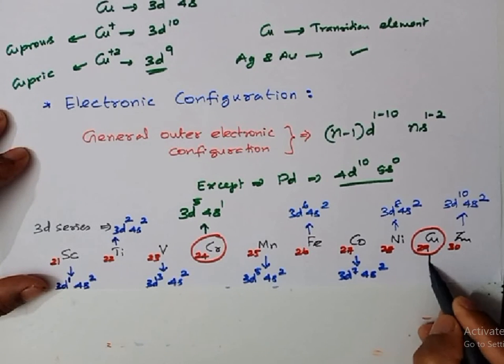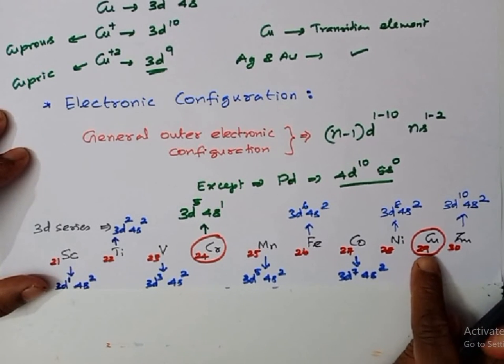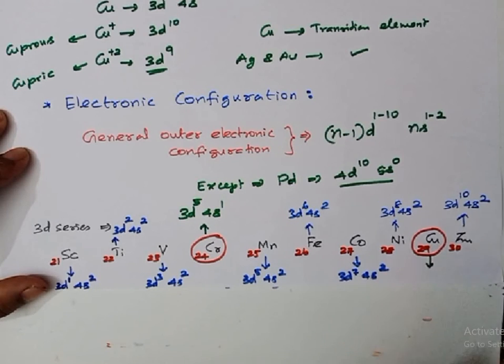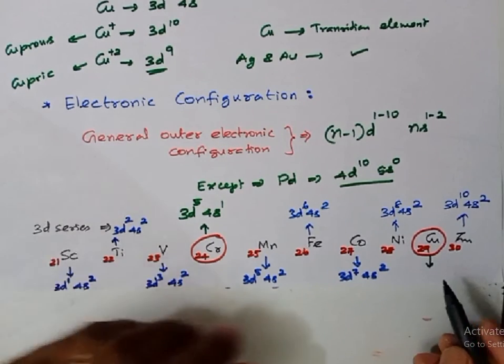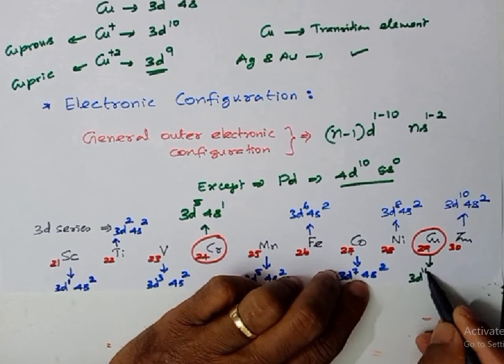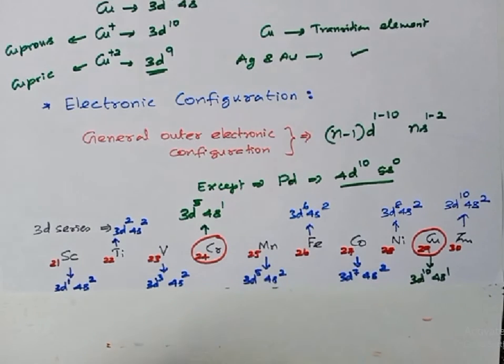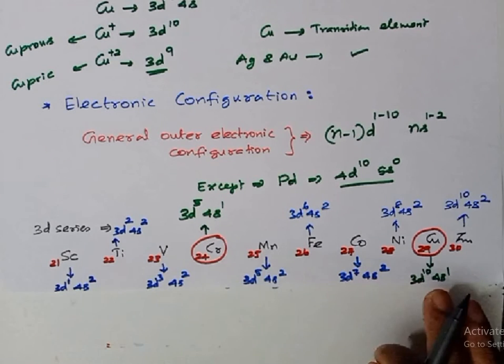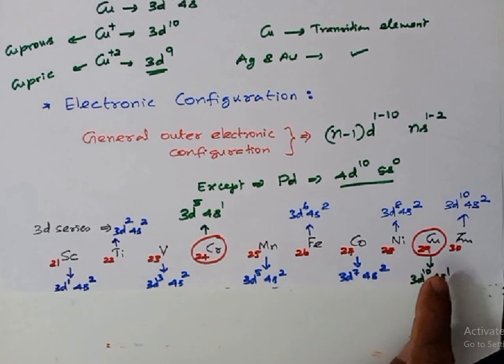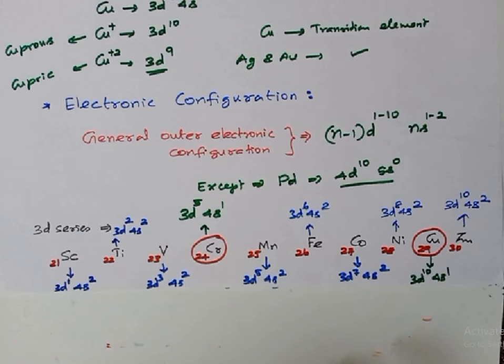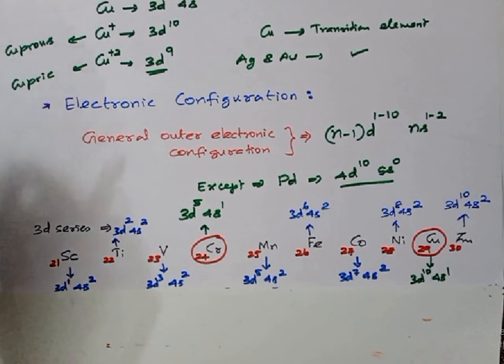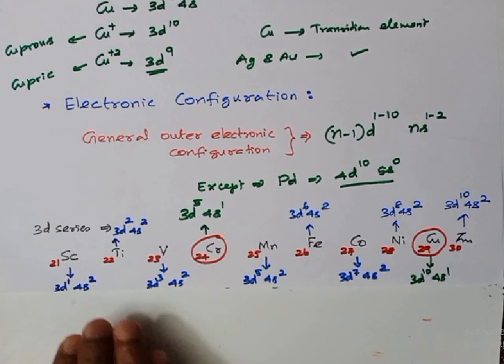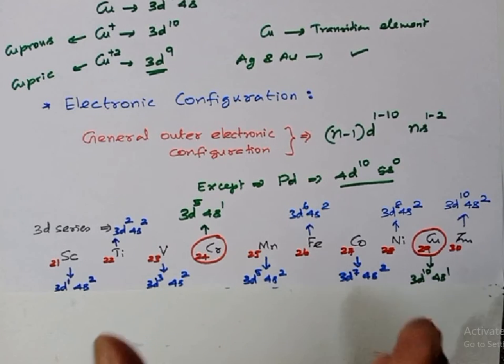In a similar manner, for copper, the expected configuration is 3d9 4s2. But to get the extra stability, the configuration becomes 3d10 4s1. So in the first transition series, chromium and copper are the two exceptional elements having different configuration. Take note, students. Chromium and copper. So these are the electronic configurations of the 3d series.